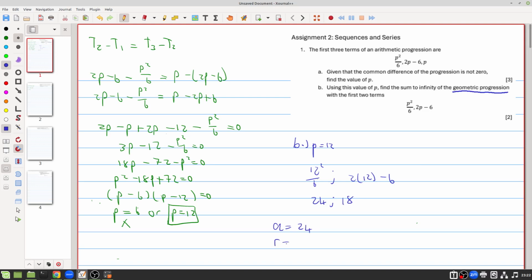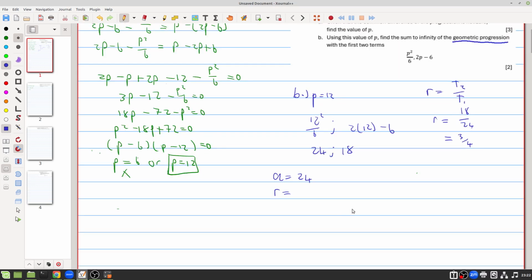And what is our common ratio? How do we find a common ratio? Common ratio is term 2 divided by term 1, right? So our common ratio is then term 2, which is 18, divided by term 1, which is 24. We can simplify that to 3 over 4. All right, so that's our ratio.